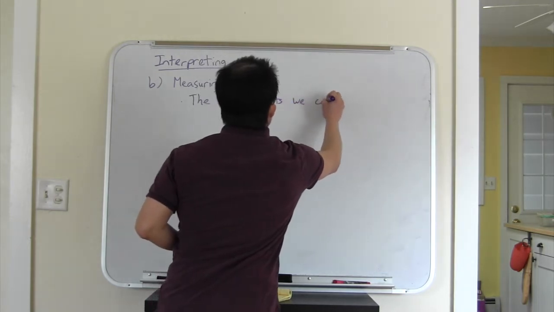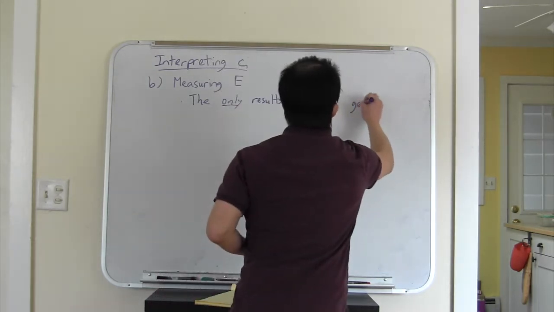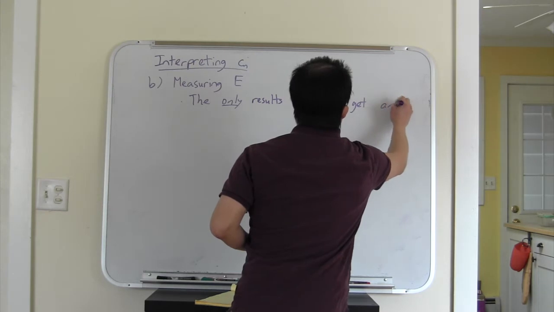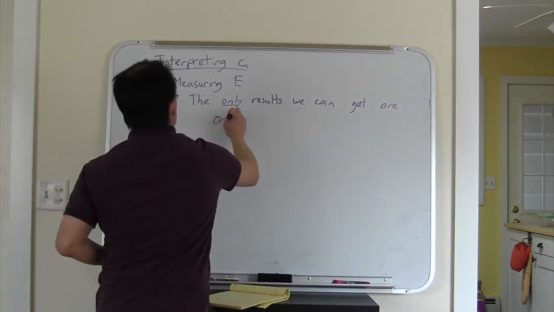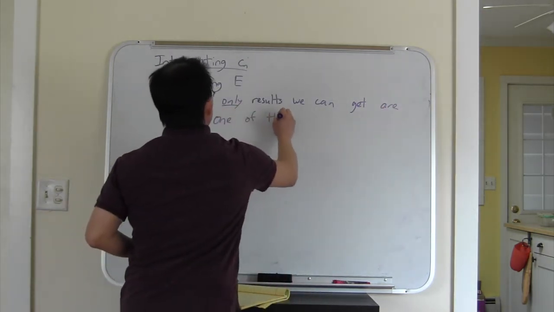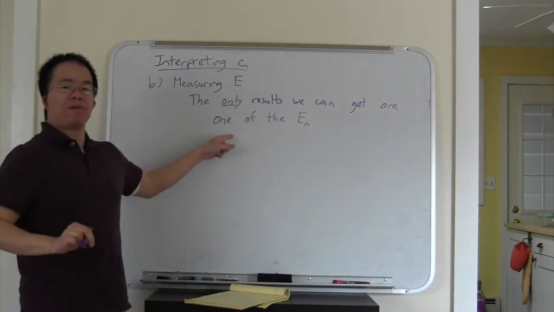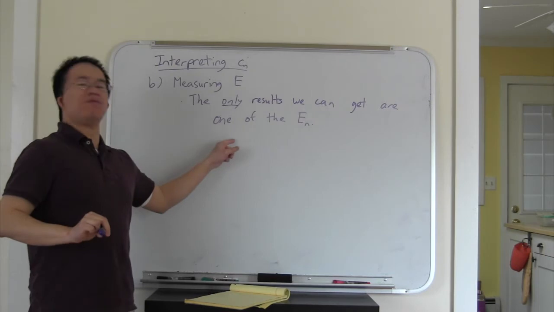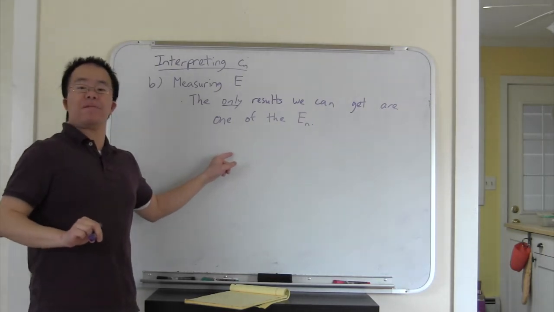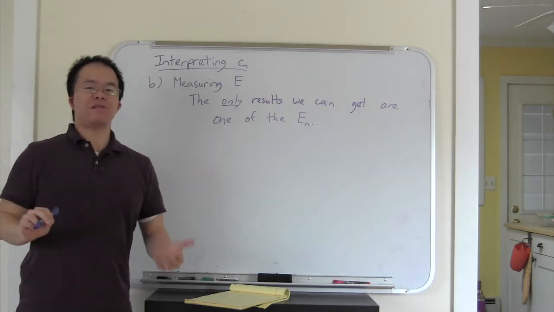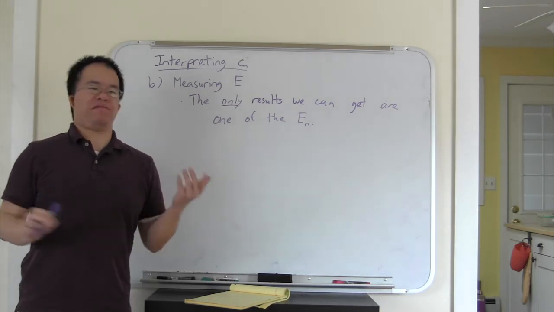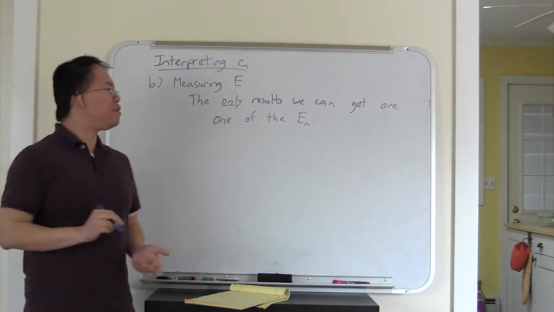The only results we can get are one of the E sub n. So this perhaps is one of the more unusual features of quantum mechanics, right? Because for a classical system, the system can have sort of any arbitrary energy, right?